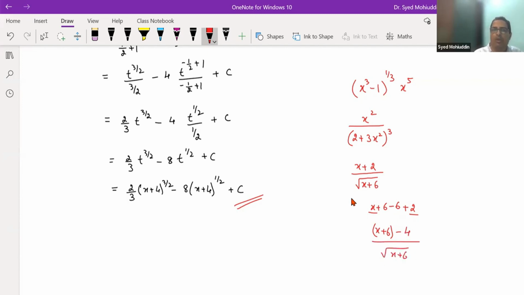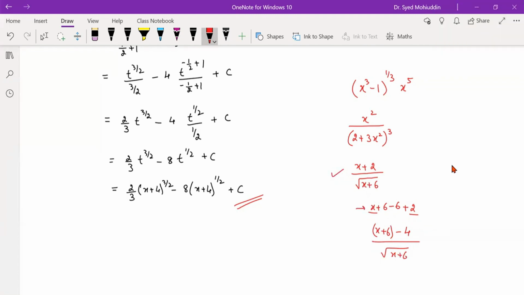Now it is similar to this problem. Can you do it now? We have split it now. But the question is this. This question is written in this form. I've just shown in the numerator. You can write down the denominator also. You try to solve this.